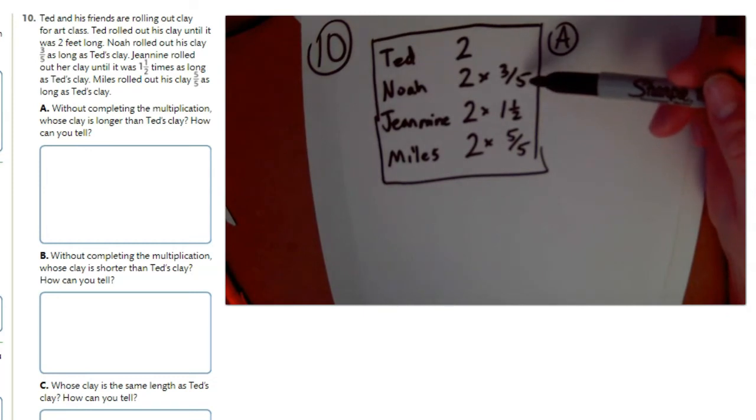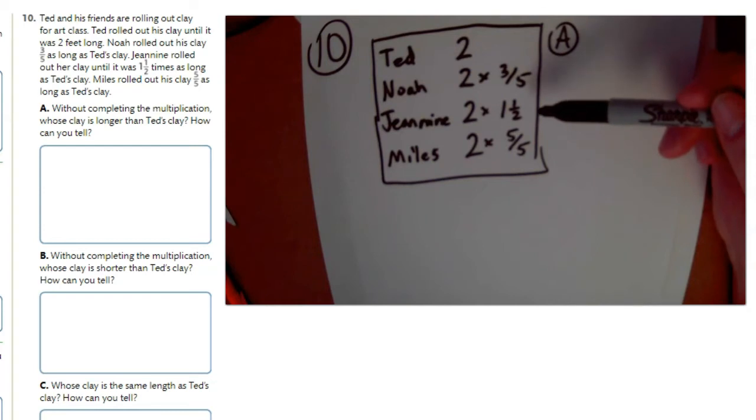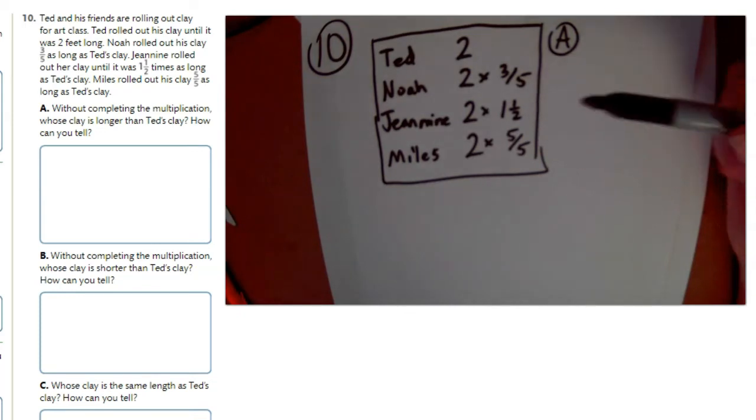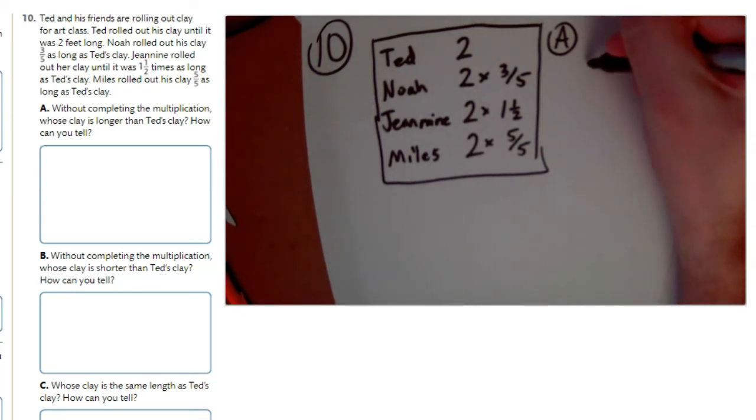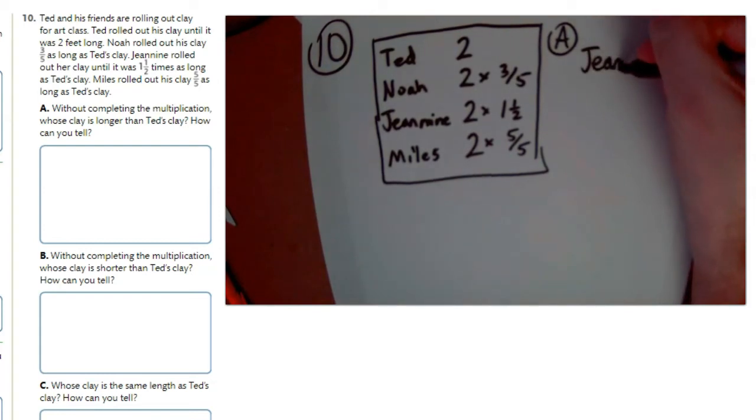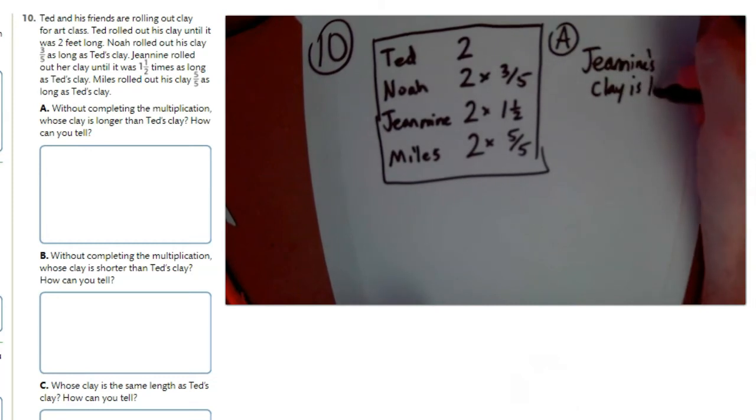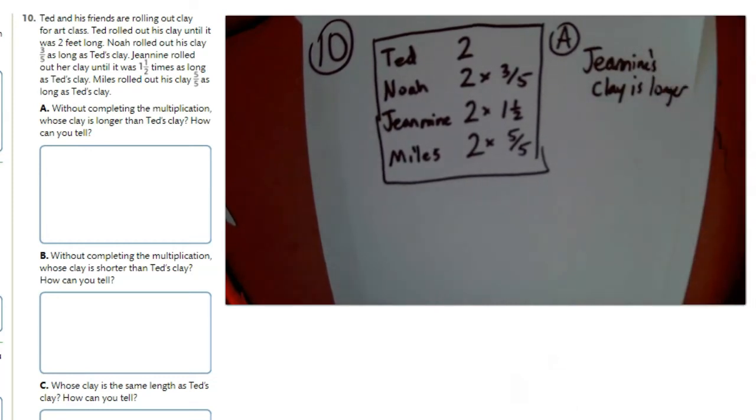Remember, if I multiply anything by a number less than 1, it shrinks down, it scales down. By something greater than 1, it scales up, it grows. And by something equal to 1, it stays the same. So without even doing any math, I know that Janine's clay is longer. Isn't that amazing? You probably could do the multiplication if you want to just verify your answer.